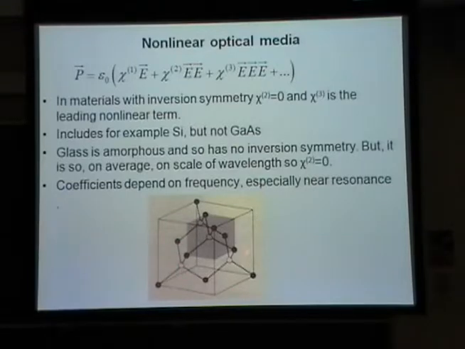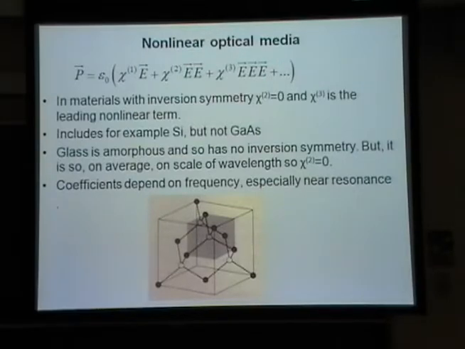Ignore the difference in the colors of the balls. Each of these balls represents a silicon atom, and you may remember that the bonding is such that it has 4 nearest neighbors, and you can see it here. If you apply this inversion algorithm to this crystal, again ignoring the color of the balls, then every atom ends up on a position where there was an atom before. And so by definition, it has inversion symmetry, and therefore chi2 is 0, and therefore the lowest nonlinear term is this chi3.